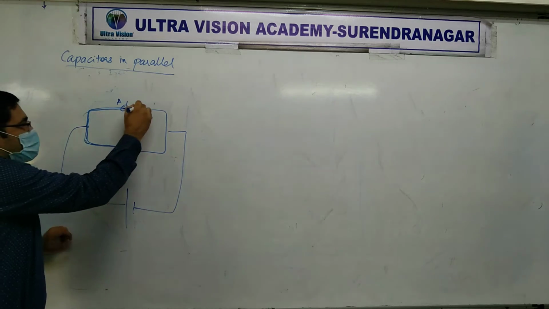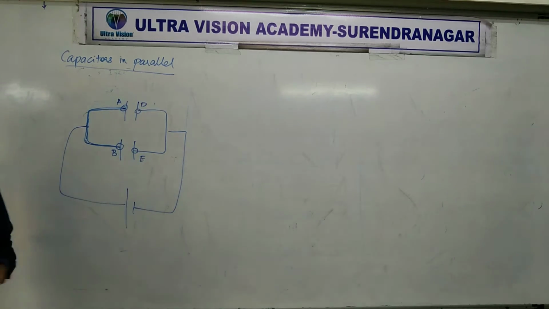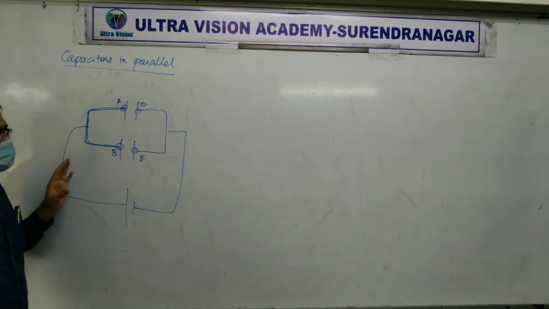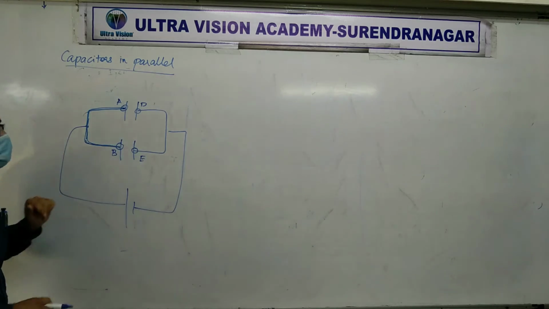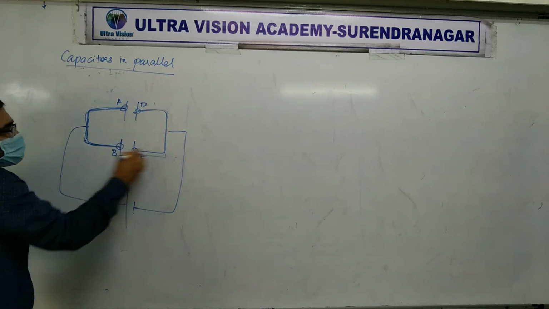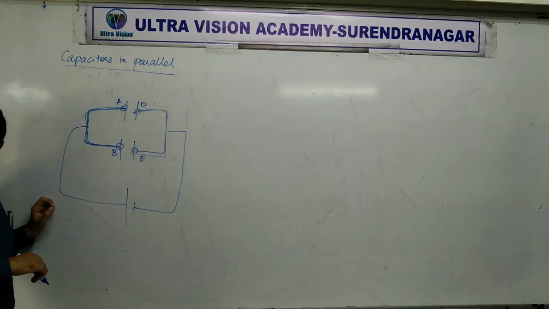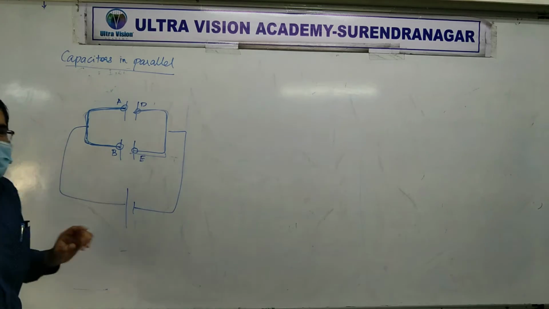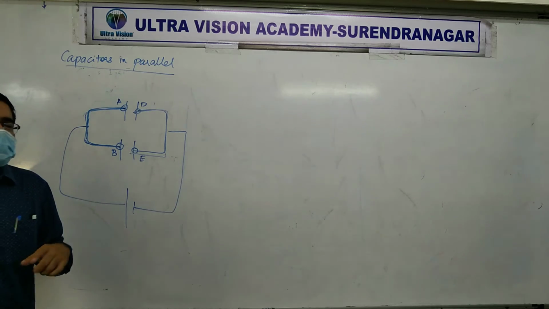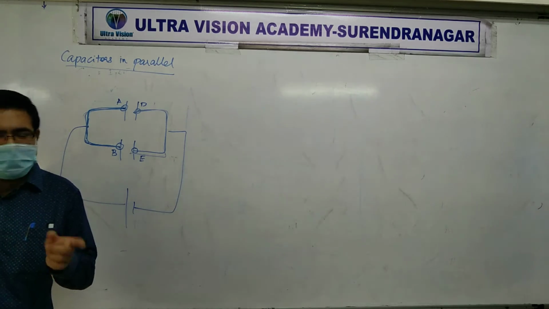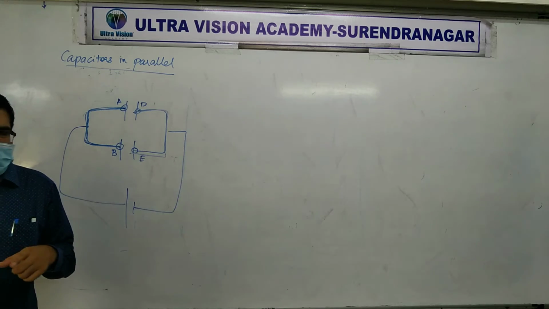Similarly, can you go from B to E without crossing any other device? Only then they are in parallel. Is that clear? So basically, you can also say that there should be two common wires on both sides. This wire is here and this wire is here. Did you understand? First thing, parallel can never be without a branch. Parallel is impossible without a branch. But every time there is a branch does not mean everything is in parallel.